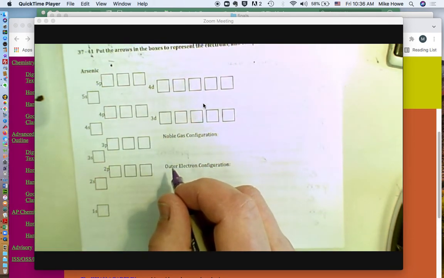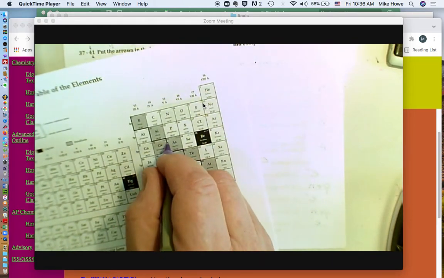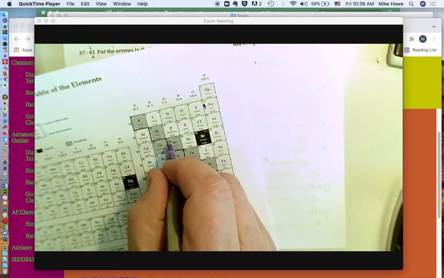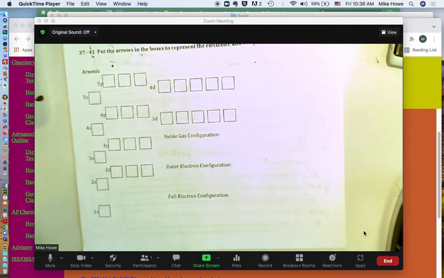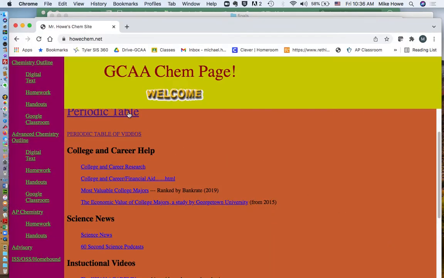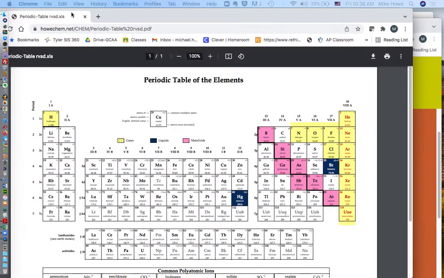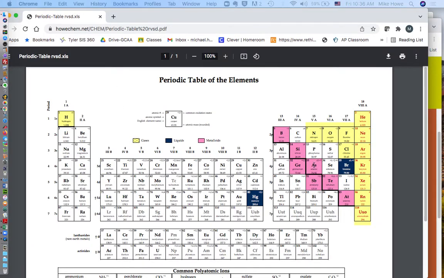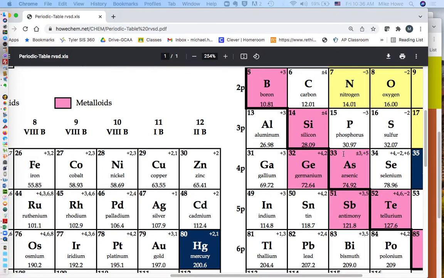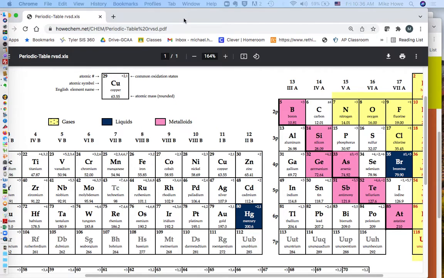Arsenic has 33 electrons. You can see the number right there on the periodic table, 33. Or if I pull up this periodic table, this might take a minute to load. There we go. So arsenic is right here, and you can see the 33 perhaps better. So this number tells us the number of protons, but if there's no charge in the atom, it also tells us the number of electrons, and we just talked about that.